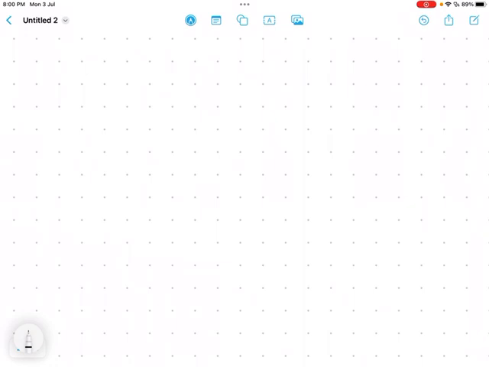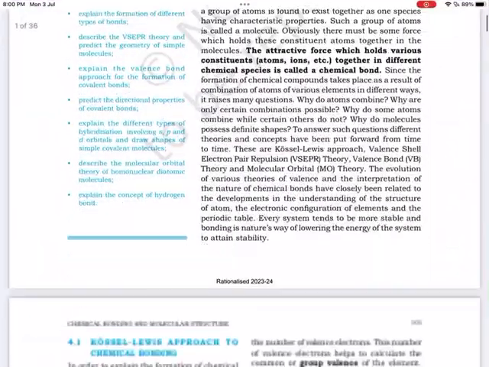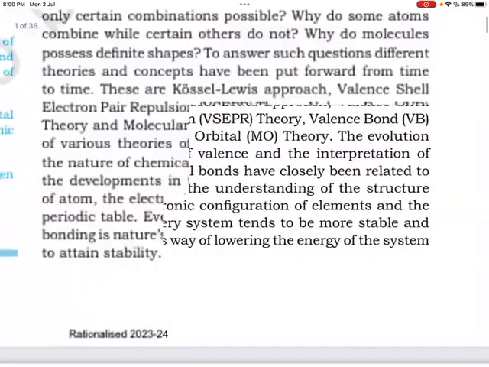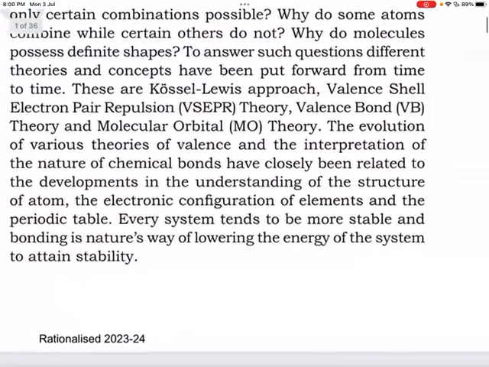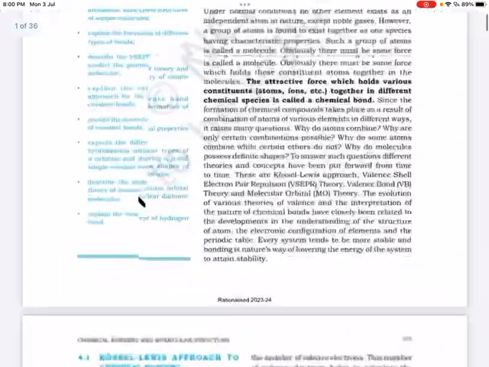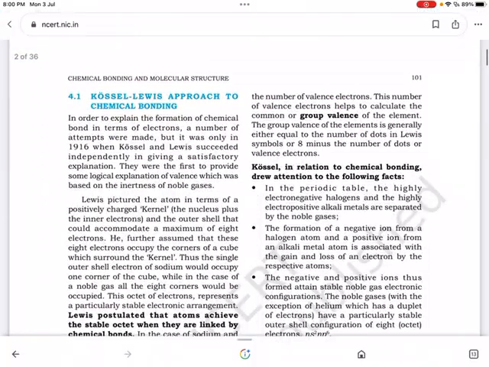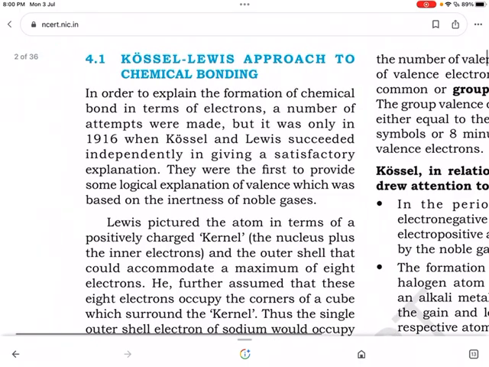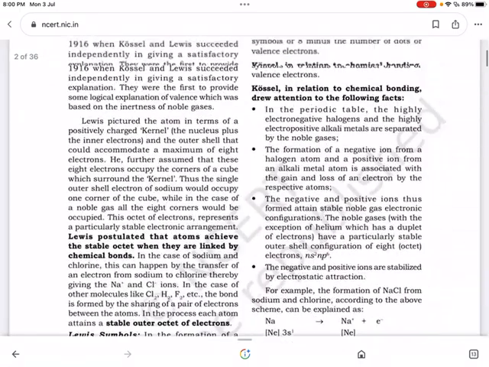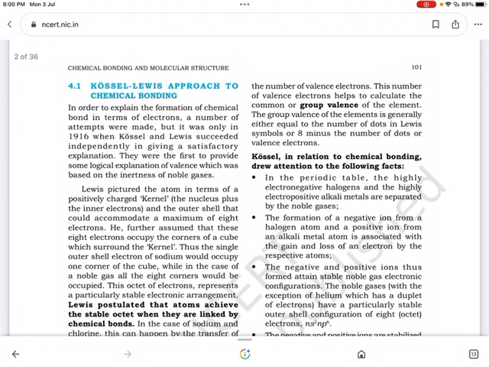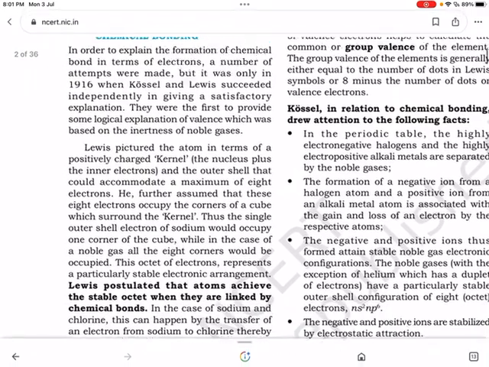So the evolution of various theories of valency and the interpretation of the nature of chemical bonds have been closely related to the development of our understanding of the structure of atoms and molecules. These are giving the introduction, these are not important. In order to explain the formation of the chemical bond in terms of electrons, a number of attempts were made, but it was only in 1916 that Kossel and Lewis succeeded independently in giving a satisfactory explanation.